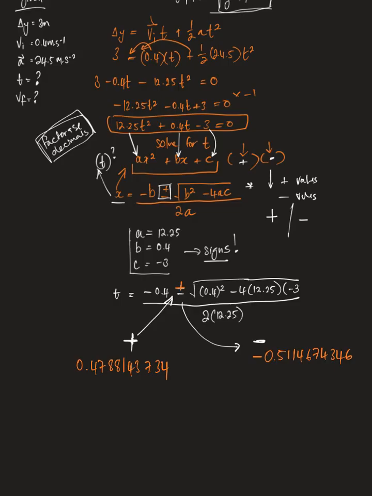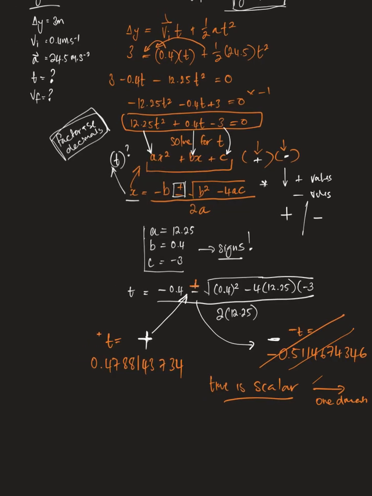Now, if I'm looking at those two answers, what do I know about time? Time is scalar. So here it will be t is equal to positive, and this is going to be negative t is equal to. Time is a scalar. Right. And that means it only moves in one direction. So I can never have negative time. So I cannot use the negative answer. I have to have a positive answer. So therefore, the time it will take is equal to 0.48 seconds. And that's how you would answer a question like this.